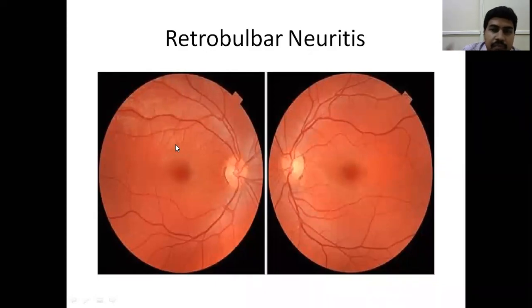Suppose the patient complains of pain in ocular movements, especially on elevation and medial rotation, and there is sudden loss of vision. With painful ocular movements, the patient doesn't see anything, and there is a centrocecal scotoma. In the pupil, there is an RAPD, relative afferent pupillary defect, and the fundus is normal. Then we can come to a diagnosis of retrobulbar neuritis. We can confirm it with an MRI scan.